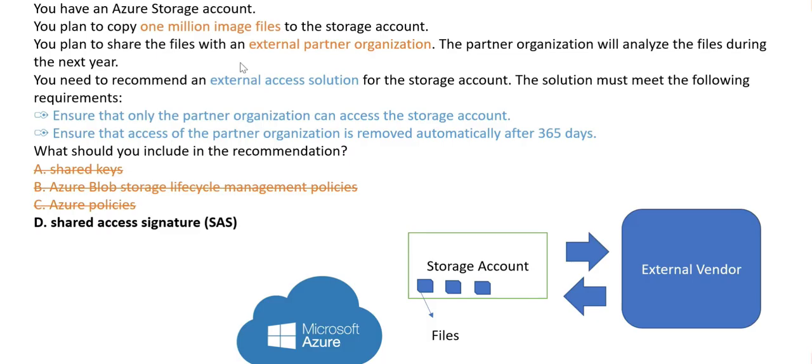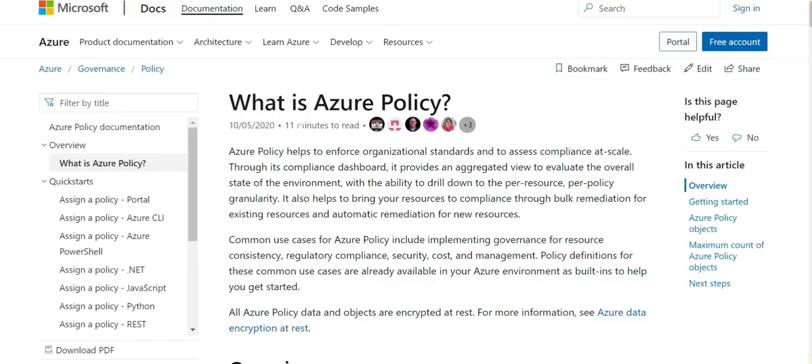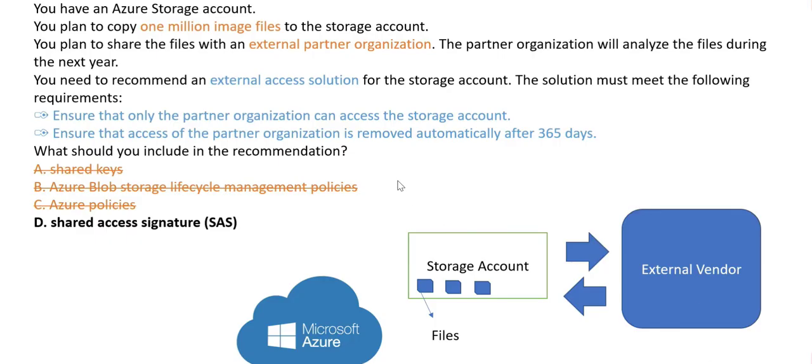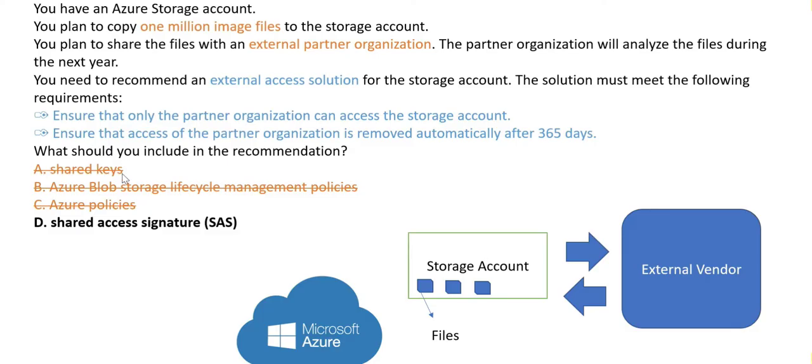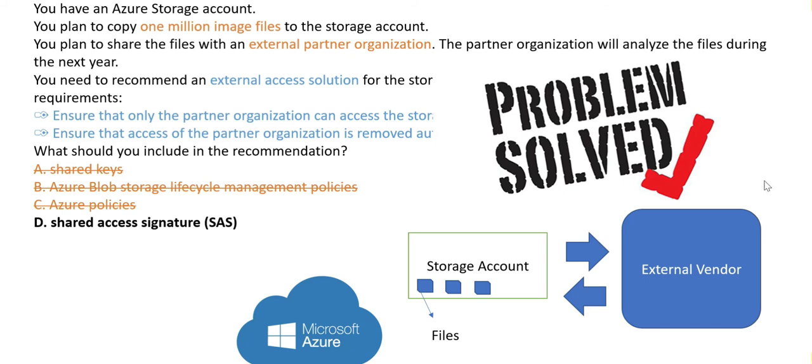Azure policies. The policies are used to enforce organizational standards and to assess compliance at scale. Okay, it's a different purpose. It's not used to provide external access. If we look at shared keys, it generates a 512-bit key for the storage account, and using that key you can access these things. So can an external user be given this key? Yes, they can be given, but then they will have access to all the objects in that account, and you would not have granular access to give access only to a particular set of files or only read access, etc. That granularity will not be there. Hence, A also will be wrong in this case. So D is the right option.